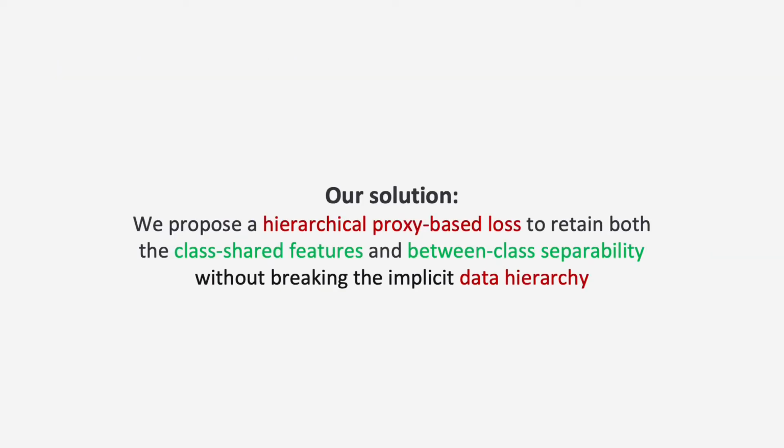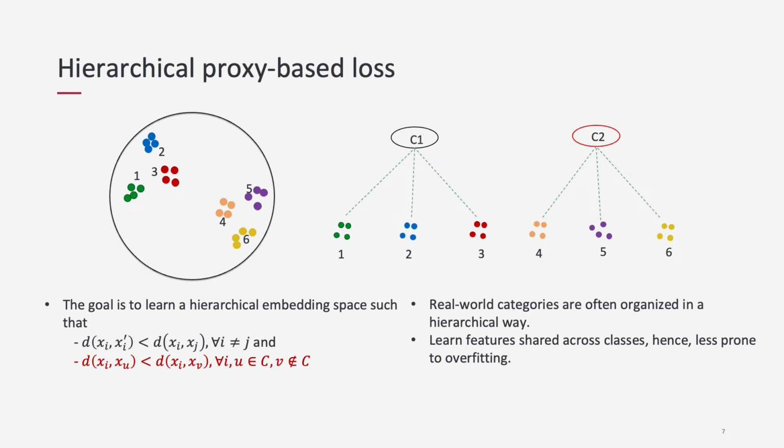So to address these problems, we propose a hierarchical proxy-based loss that captures both class discriminative features and class-shared characteristics without breaking the implicit data hierarchy. In order to preserve the data hierarchy in our embedding space, we not only want good between-class separation, but also a large margin between supercategories. There are two major benefits of learning such a hierarchical space. First, it benefits real-world data, which are often organized in a hierarchical way. Second, we can preserve useful features shared across classes through the supercategories.